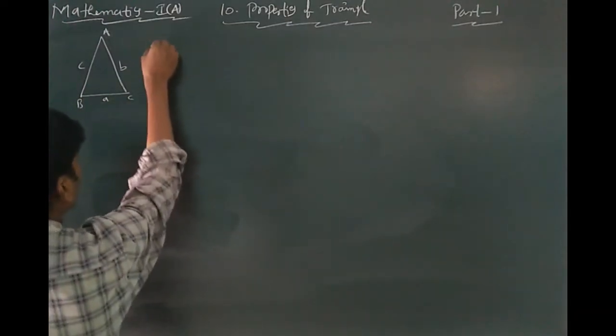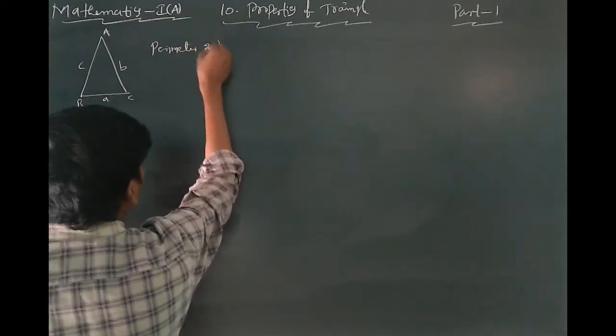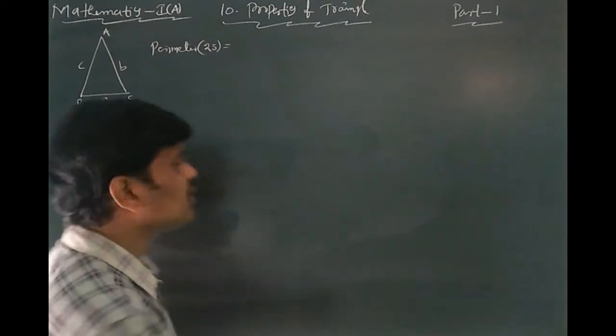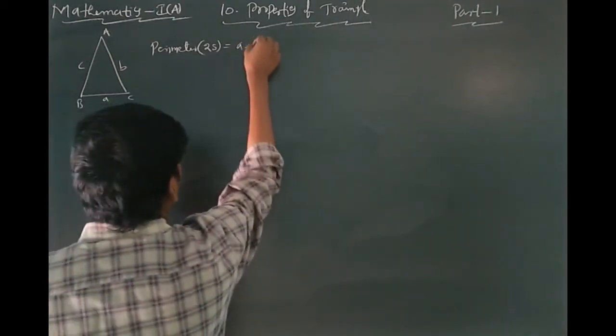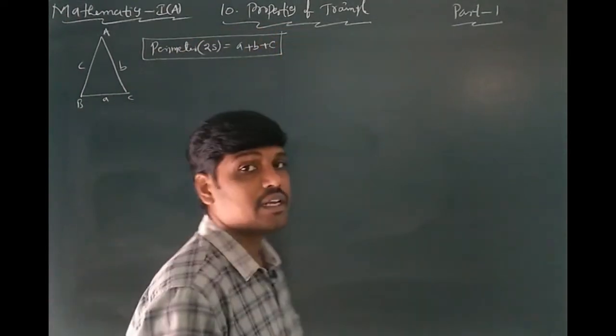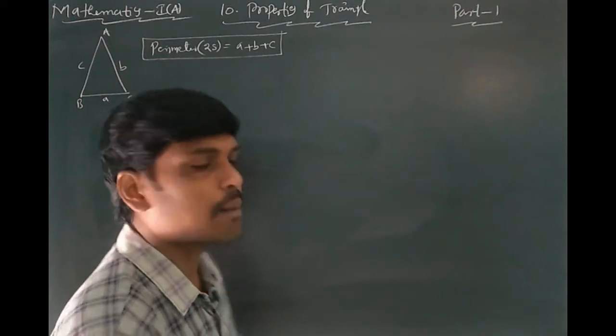Then the perimeter of the triangle is denoted by 2s. 2s is equal to a plus b plus c. This is the first formula, a very important formula: the perimeter of the triangle. After that, there are some properties and some laws.